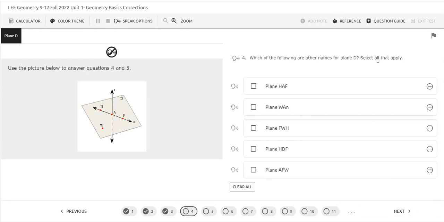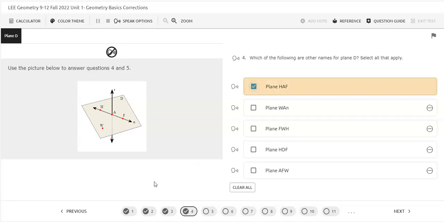Which of the following are other names for plane D? We want to select all that apply. So plane HAF, those are 3 points on here. We would prefer them not to be collinear, but that was acceptable. Plane WAN, notice how the N is lowercase. Lowercase letters are labels, and it doesn't have a dot, so it's not a point, and that is not an appropriate response.